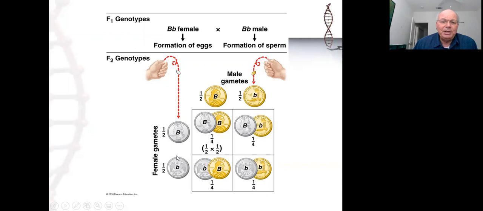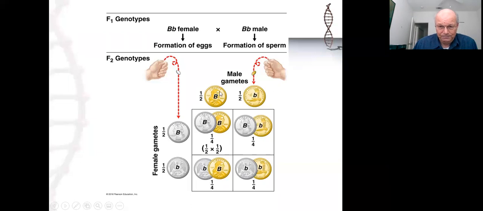Head is the big B, tail is the little b. The chance of tossing a head on any coin is 1 out of 2, or a half. The chance of tossing a tail on any coin is again 1 out of 2, or a half. So the chance of getting the big B from tossing any of these coins is 1 out of 2, just as getting a big B allele is 1 out of 2.